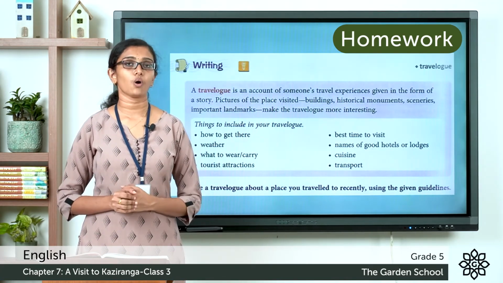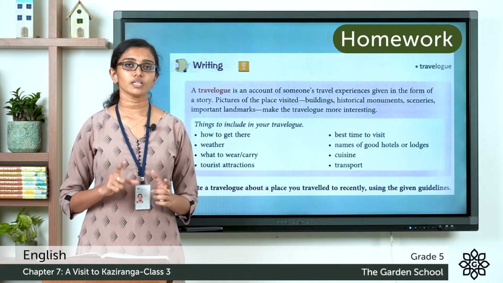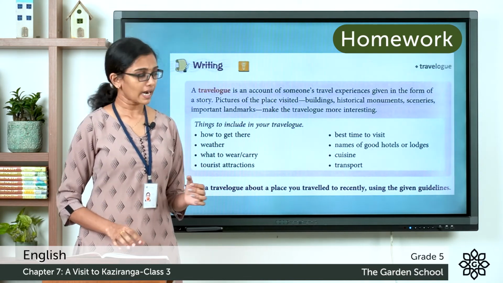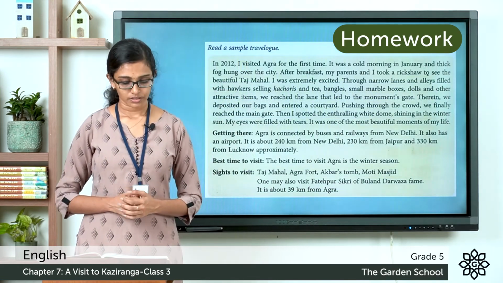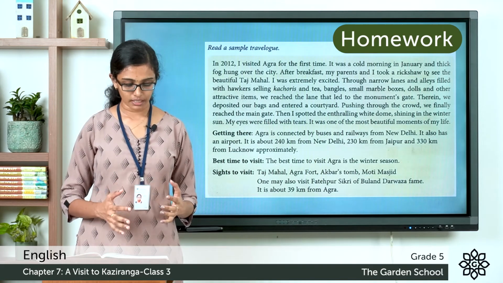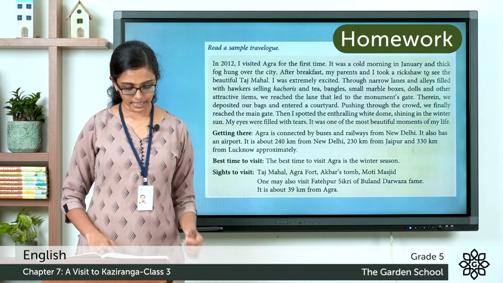So you do this as a homework. You can write this travelogue in your notebook, take a picture and send us to Teams. So below that you can see a sample travelogue given there. Just go through it as a reference and similarly you can write your own travelogue. Now let's move on to the next exercise.